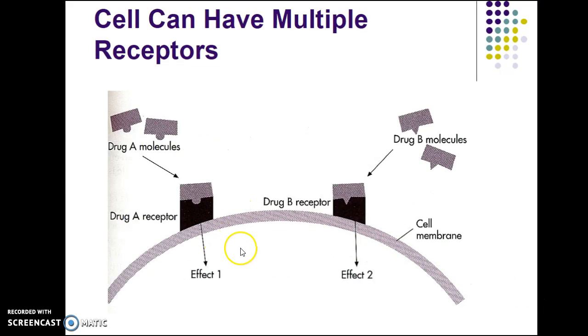So here is a little diagram just showing multiple receptors. Here's drug A, and one of the drug A molecules is sitting on a drug A receptor and exerting an effect. There is another receptor for drug B, and it exerts its own effect. So we can have two different effects. They may counteract each other, they may enhance each other. One may do nothing and the other may have an effect, but those are receptors, and that's what happens with the drug molecules.